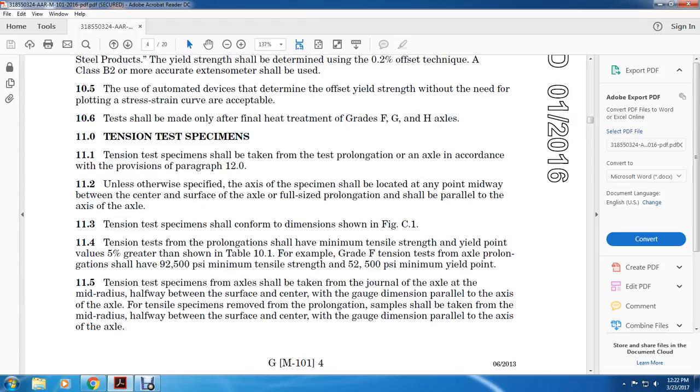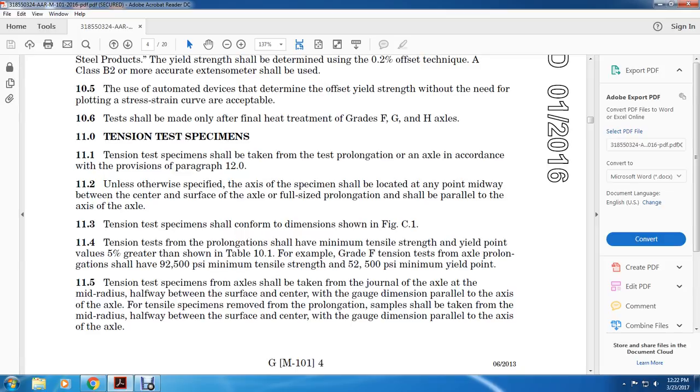11. Tension test specimens. Tension test specimens shall be taken from a test prolongation or an axle in accordance with the provisions in paragraph 12.0. Unless otherwise specified, the axle specimen shall be located midway between the center and surface of the axle. Full-size prolongation shall be parallel to the axis of the axle. Tension test specimens shall conform with the dimensions of Figure C1.